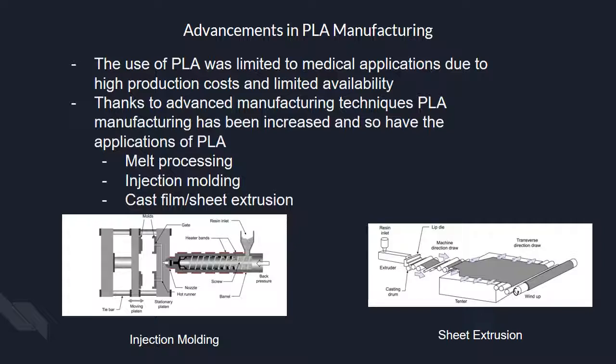Next is injection molding, but we must note that injection molded PLA parts tend to be brittle due to the rapid cooling of the material during the shaping process. The last one we will talk about is cast film or sheet extrusion. This is used for things like food wrappings or protective films. There is good control of film thickness and uniformity during this process.